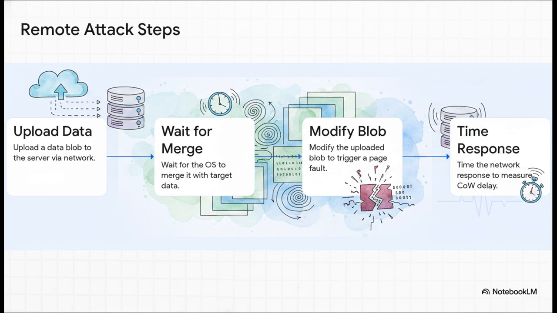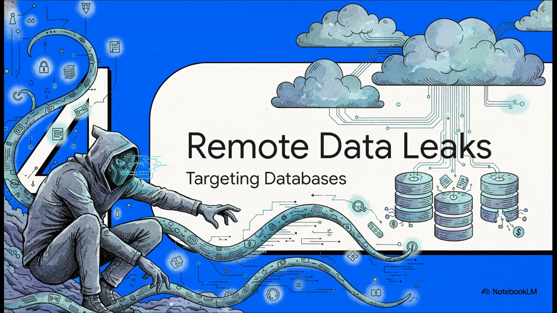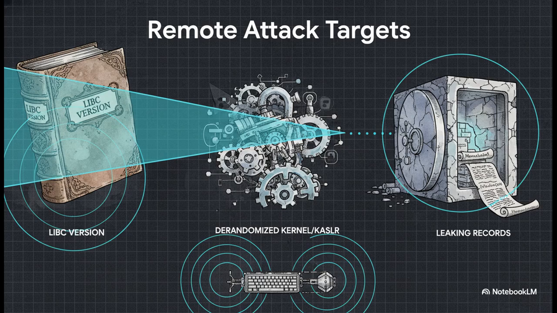Literally just by throwing standard network packets at the server and listening for the timing echo, they can start stealing data. Section 4. Real-world remote data leaks. Targeting databases. Let's ground this theory in reality for a second. What are attackers actually doing with this?